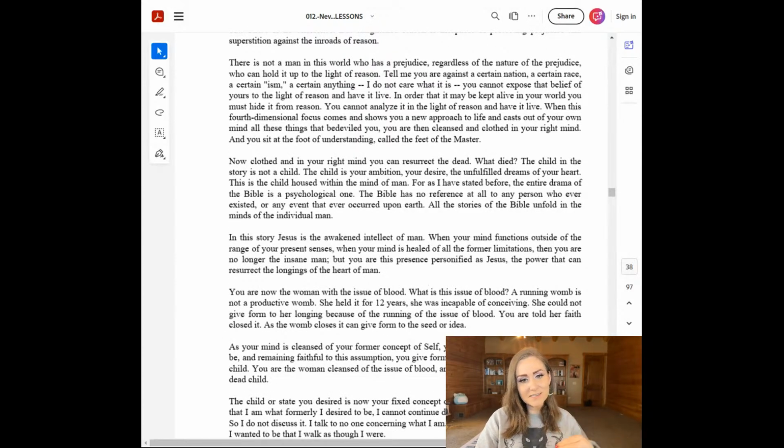In this story, Jesus is the awakened intellect of man. When your mind functions outside of the range of your present senses, when your mind is healed of all former limitations, then you are no longer the insane man, but you are this presence personified as Jesus, the power that can resurrect the longings of the heart of man.